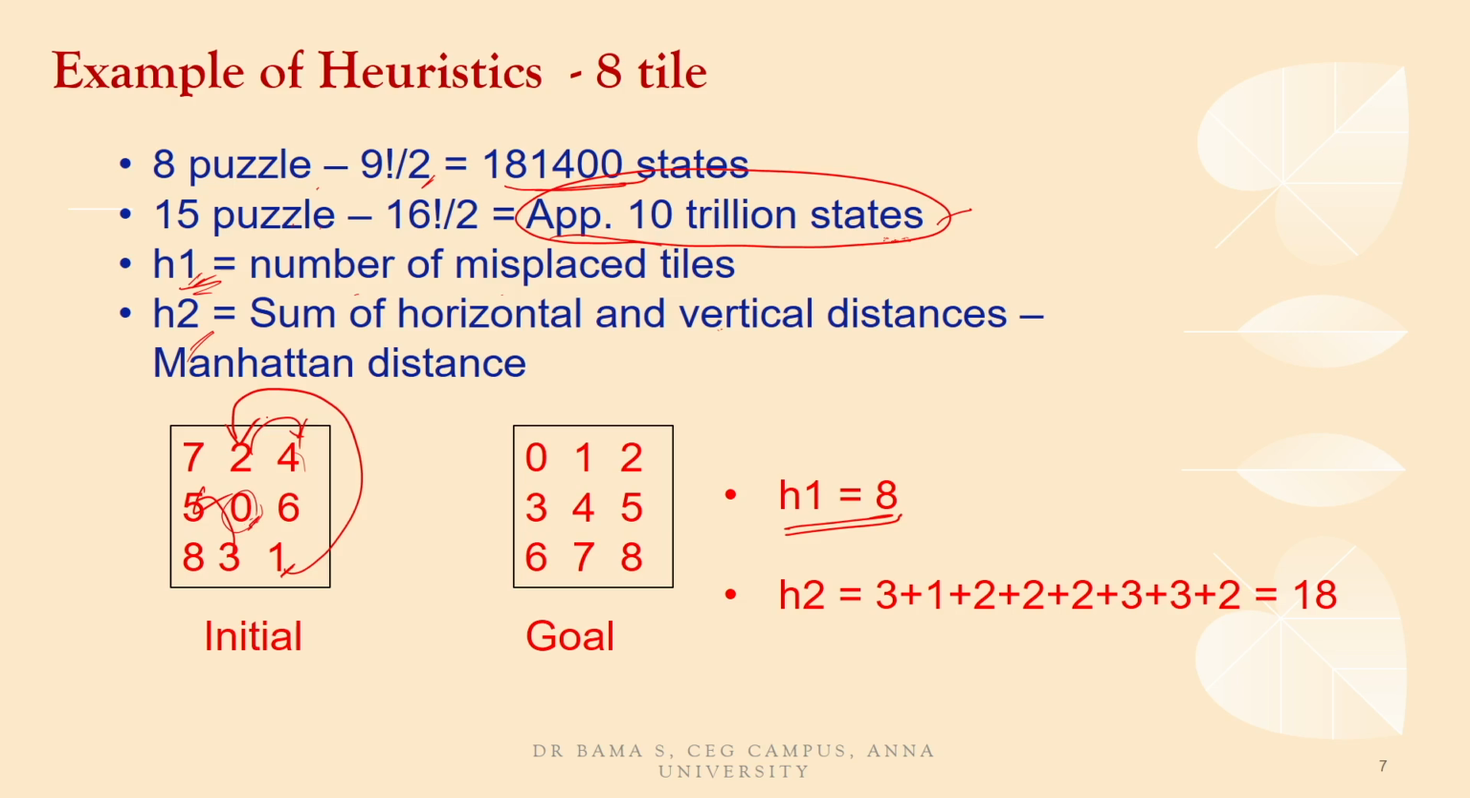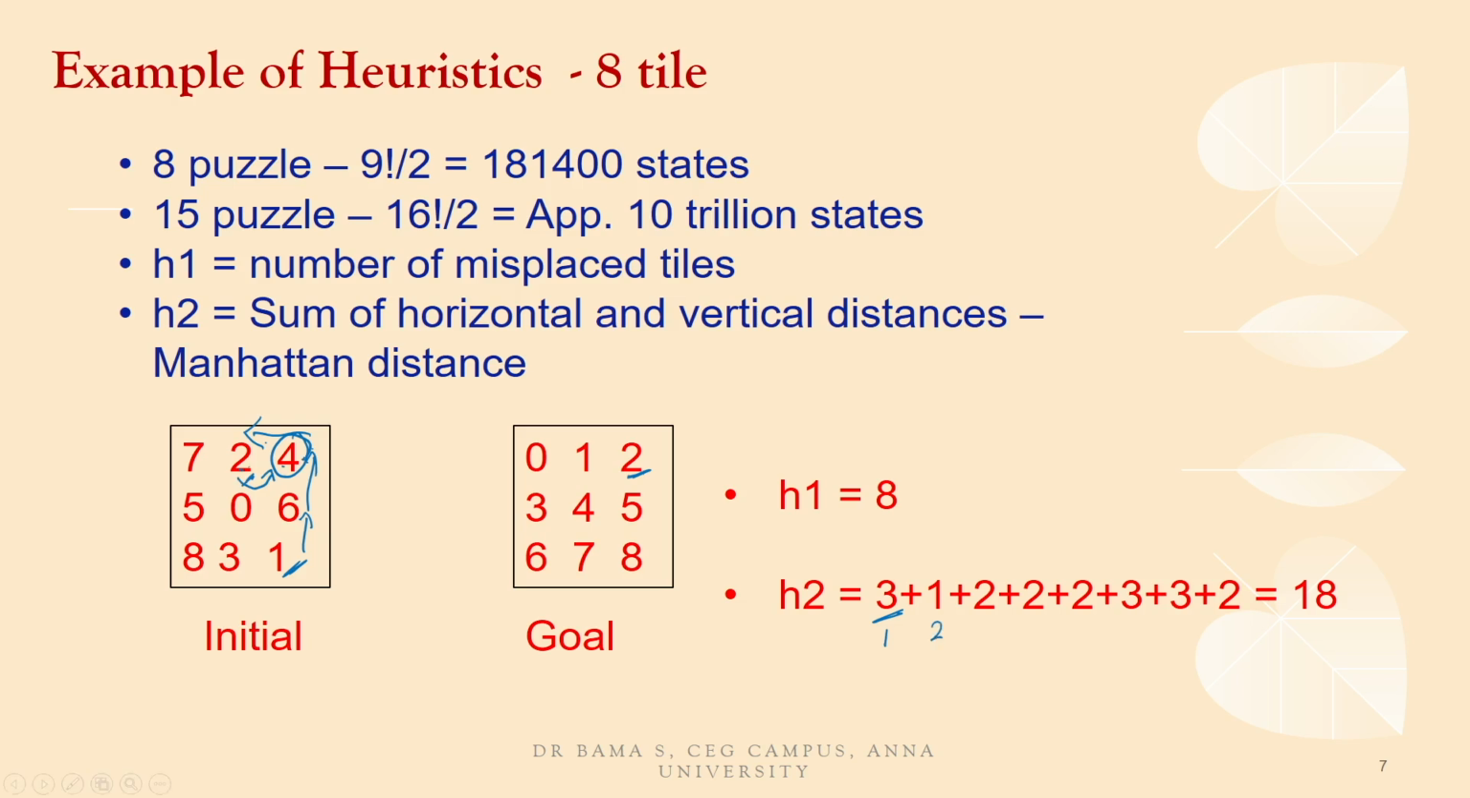Now, h2 is the sum of horizontal and vertical distances. Suppose you take this, this is the goal that has to be there, and we have to make 1, 2 and 3 moves. That 3 moves is indicated as 1. Now, if you take the second number, it has to be at this position, but 2 is right here. So, the movement from this position to this position is just 1. So, this is 2.